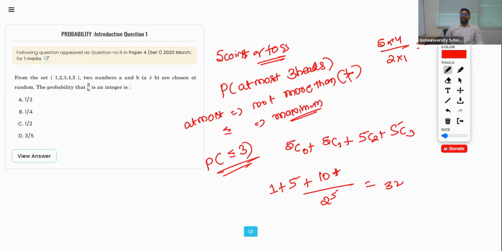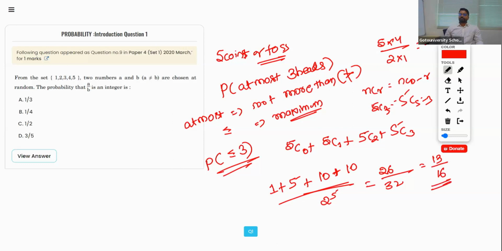5C2 is 10. 5C3 is also equal to 5C2 because NCR is equal to NC(N minus R). 5C3 is equal to 5C(5 minus 3). Simple. That is also 10. Now what we get is denominator 32. The numerator is 26. Can you see that? Yes. 10 plus 10, 20. 20 plus 5 plus 1, 26, which is 13 by 16. Okay, that is the probability.